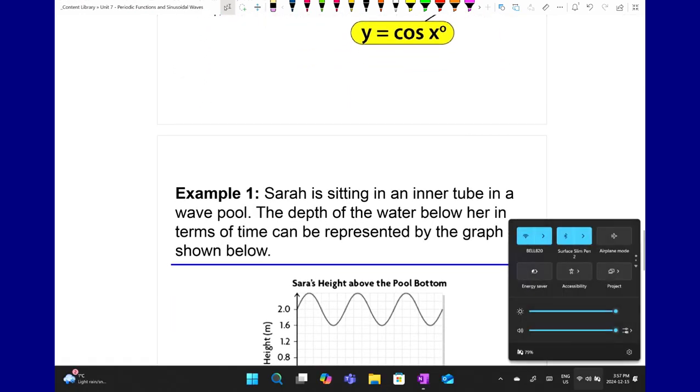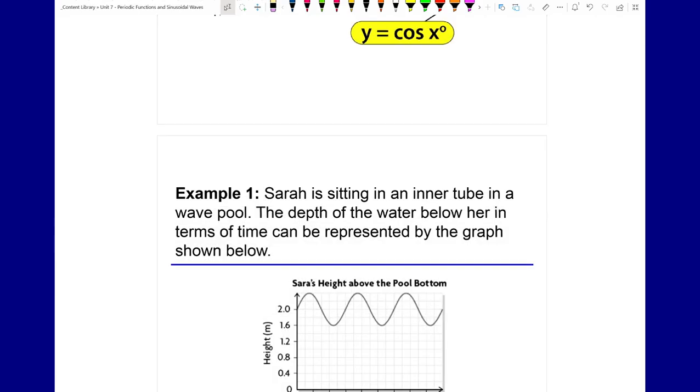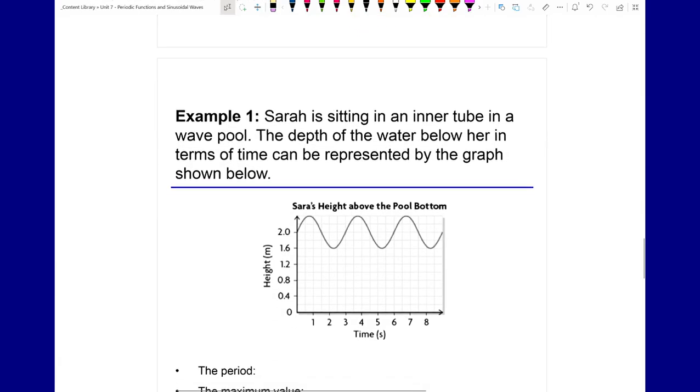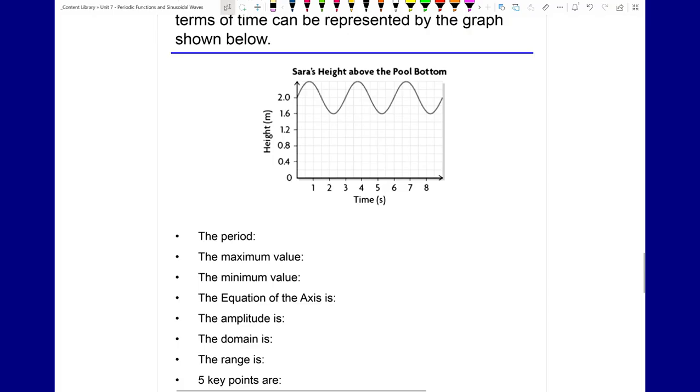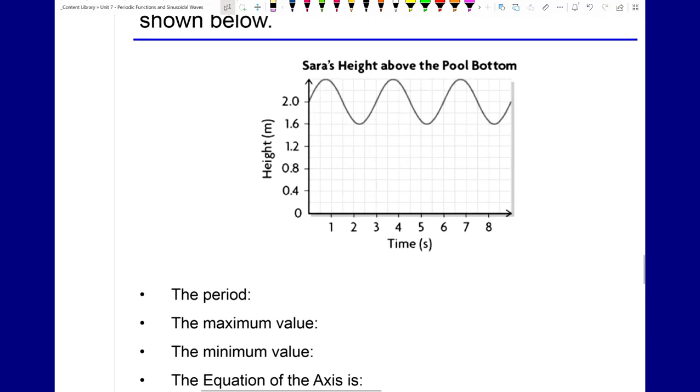So let's just look at an example. Sarah is sitting in an inner tube in a wave pool. The depth of the water below her in terms of time can be represented by the graph shown below. And we want to basically determine what is the period, the minimum, the maximum, the equation of the axis, the domain, the range, the amplitude, and 5 key points.